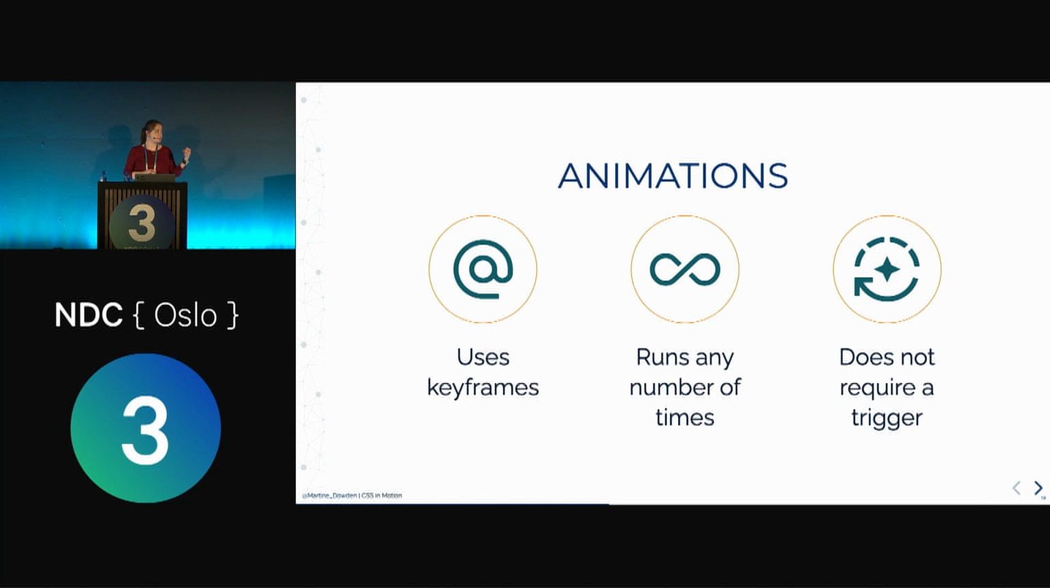So animations, they use keyframes. They run any number of times. We can set how many times we want animations to run, and they don't require any kind of trigger, right? They can just be set and exist on a class, and they go ahead and run as many times as we tell it to run, up to infinity, right? We can set infinite as our value and have them run forever.